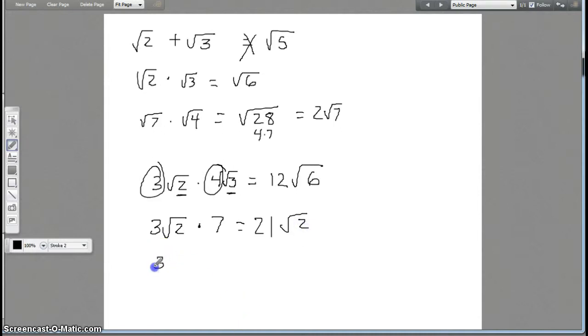If we had 3 square root 2 times square root 7, we wouldn't multiply anything by the 3. We would just copy our 3. There's nothing outside the square root here. Then we would write our square root, and our 2 and our 7 are both inside the square root. 2 times 7 is 14, so we would have 3 root 14. Remember, the numbers outside a square root get multiplied by the numbers outside a square root. The numbers inside a square root get multiplied by numbers inside of a square root.